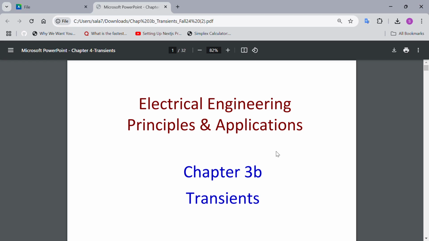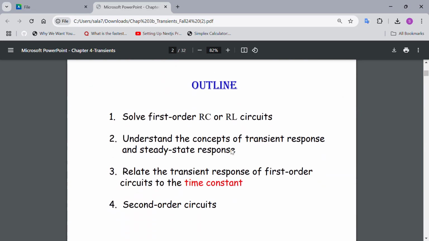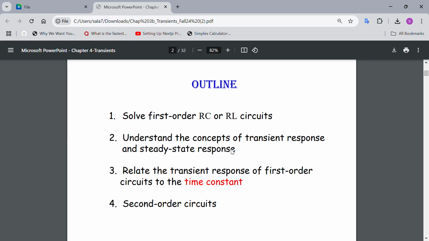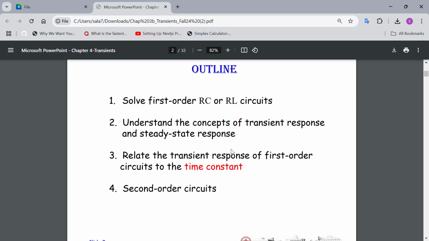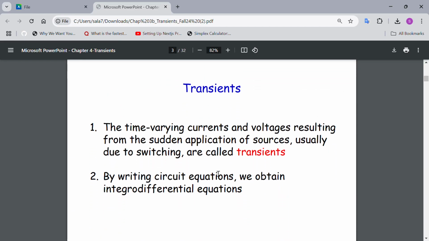Today we're going to cover transients for electrical engineering principles and applications, and this is part of chapter 3. As you can see, we're going to go over the outline. The first outcome is going to be to solve first order RC or RL circuits, understand the concepts of transient response and steady state response, relate the transient response of first order circuits to the time constant, and we're going to discuss also second order circuits. So let's start with transients.